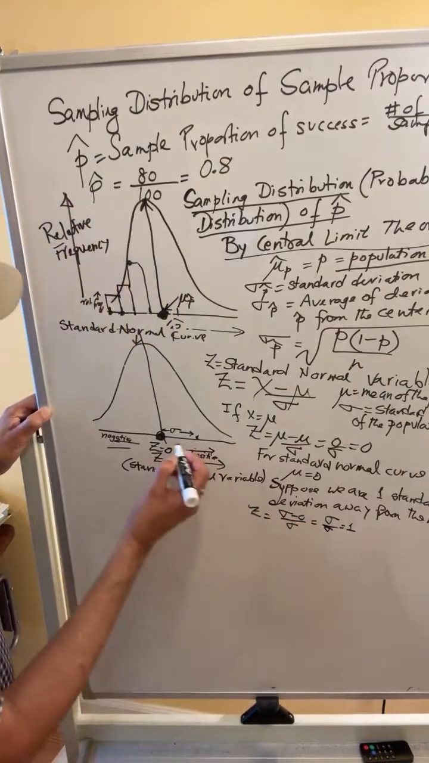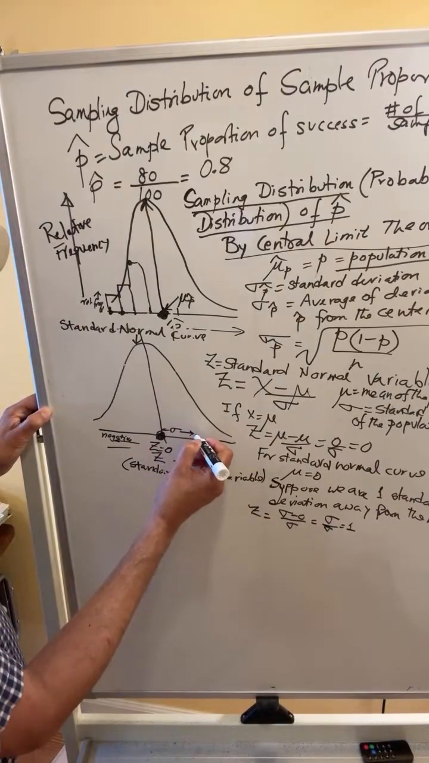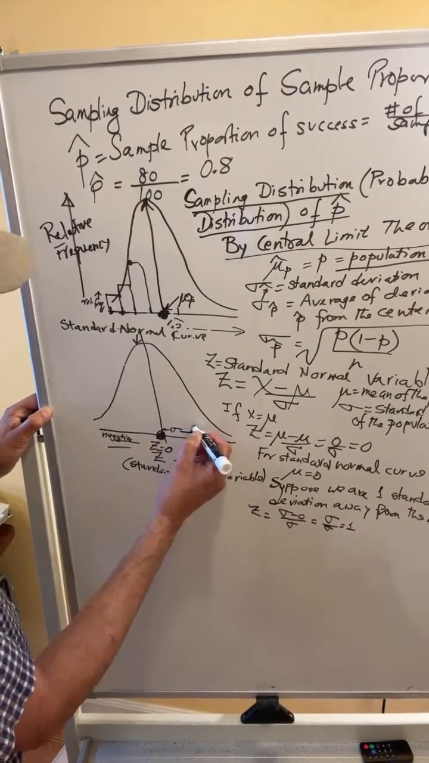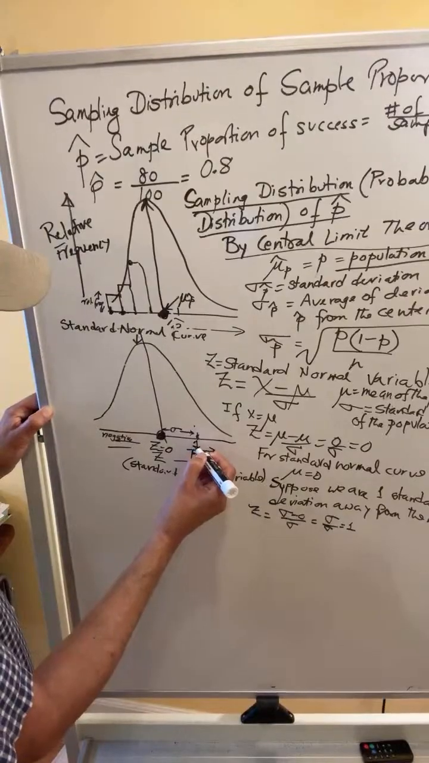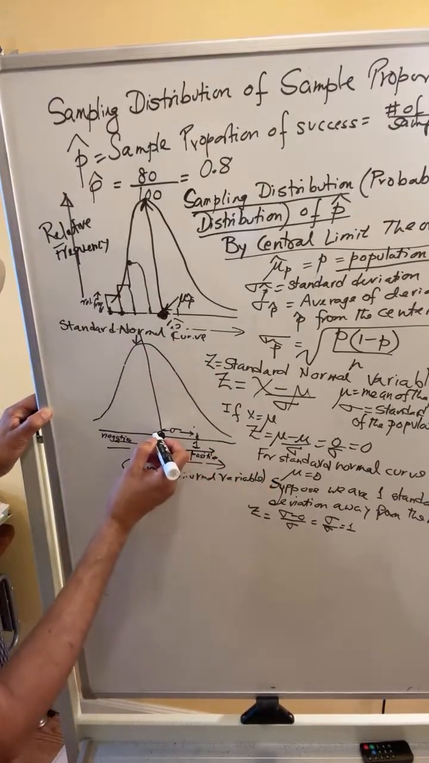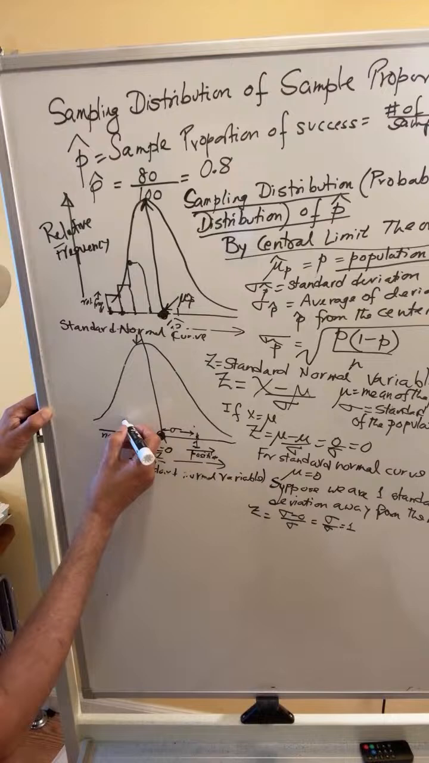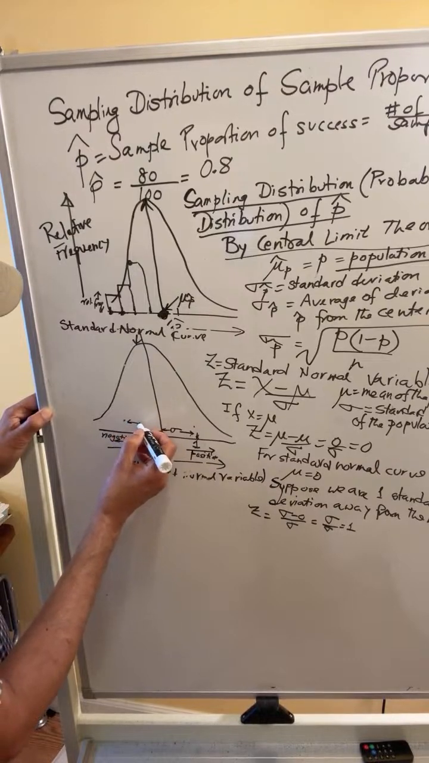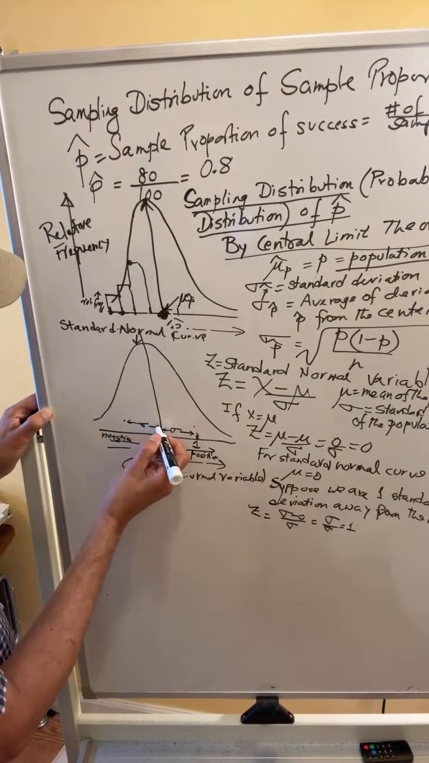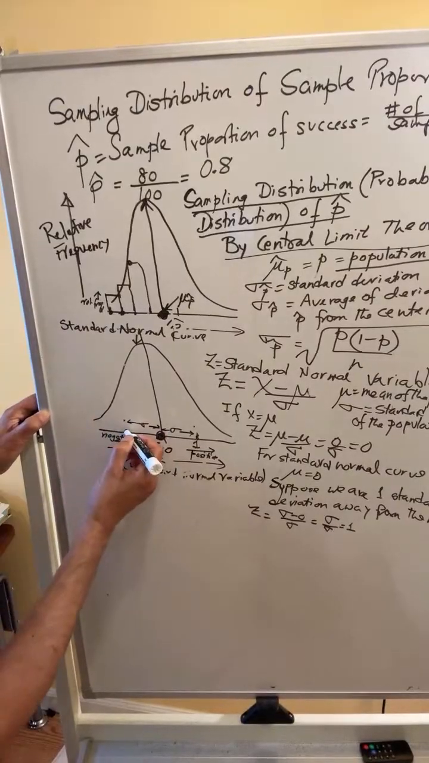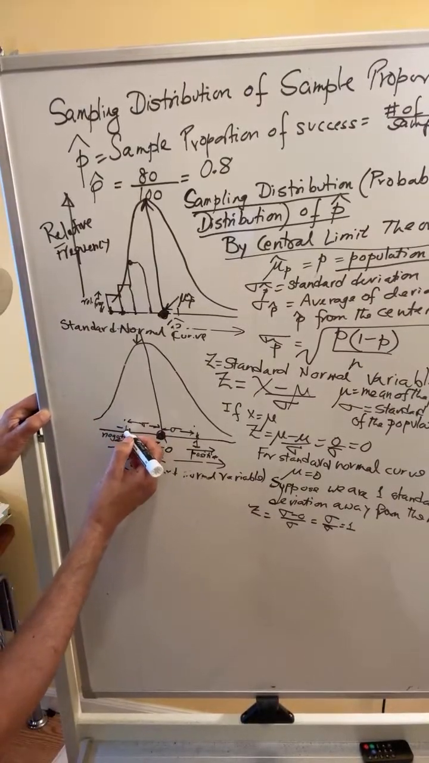So what is the bottom line? When you are located one standard deviation above the mean, your z-score is 1 on the z-scale. And when we are located one standard deviation below the mean, this is minus sigma, because you're on the left of 0. This one will be minus 1.